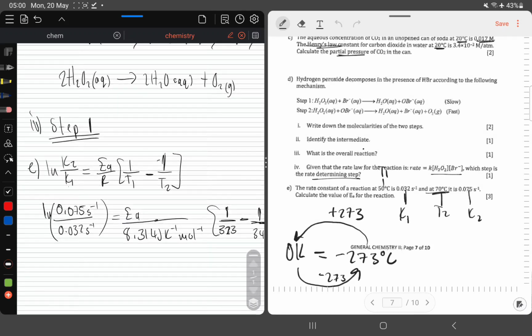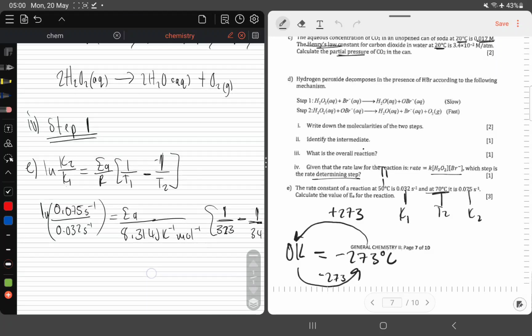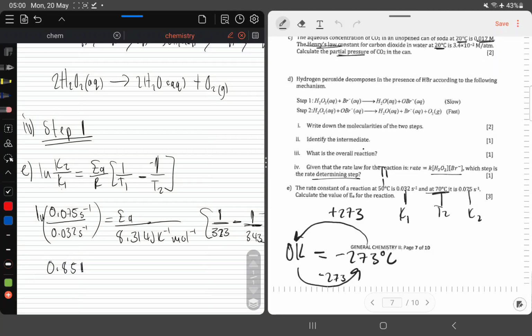Okay, now let's go. So I'm going to say here 0.075 divided by 0.032 is equal to, then I'll say ln of the answer. I would get 0.851. Okay, 0.851. So I would say 0.852, let me say 0.8518, just to keep it big. Then what happens is this.